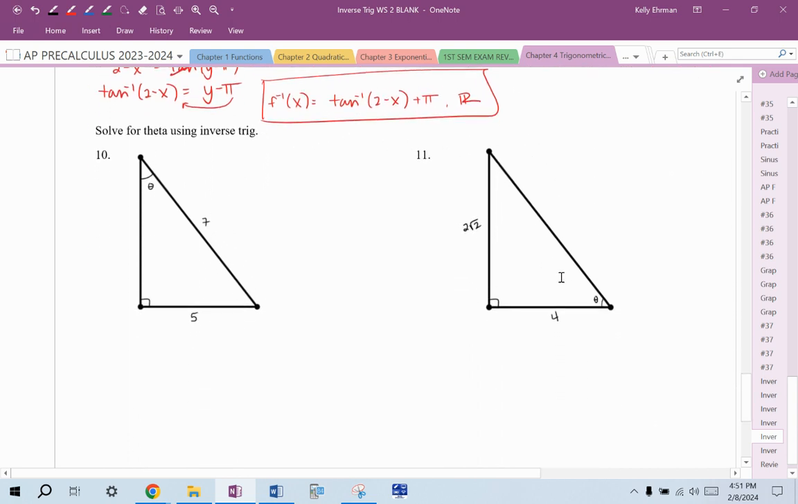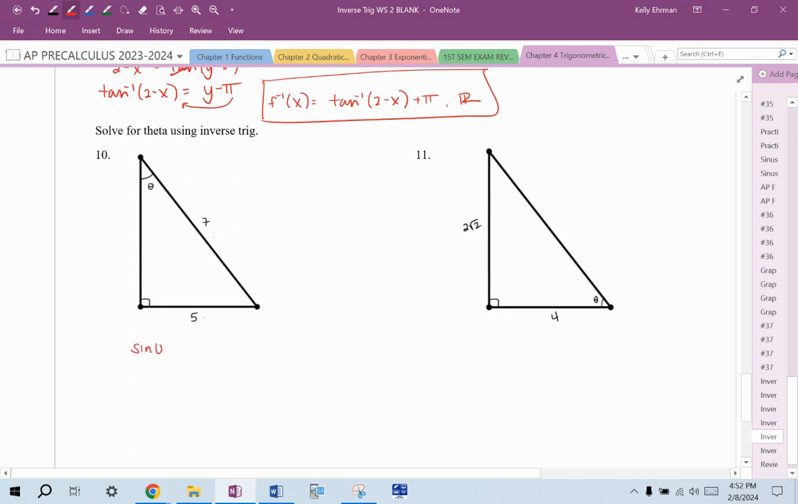Okay, final thing. Again, I modeled these to kind of help us with our AP Classroom after this. So solve for theta using inverse trig. This is something we actually did way back in section 4.3 or something, like our first half of the chapter. So if I want to solve for theta, I would first set up the proper trig equation. So I have opposite, hypotenuse.